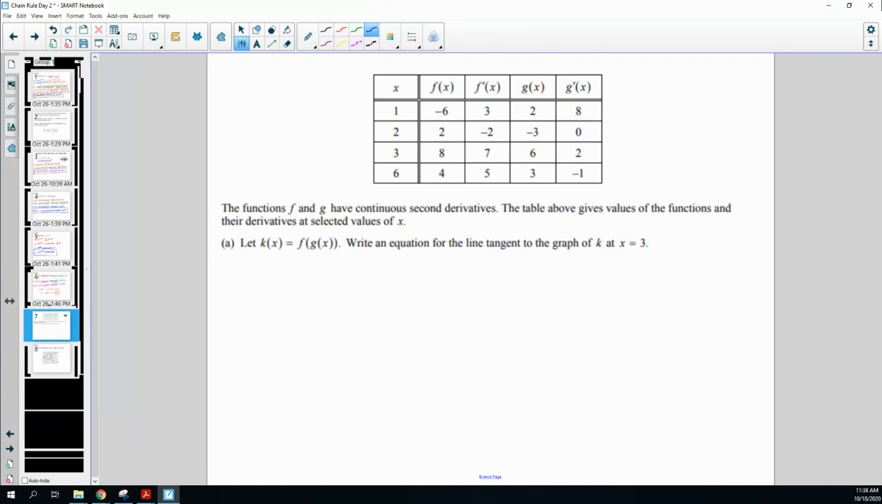Another way that we can look at these functions is to look at a table of values. So the functions f and g have continuous second derivatives. The table above gives values of the functions and their derivatives at selected values of x. So here we have x, we have f of x, f prime, g, and g prime.